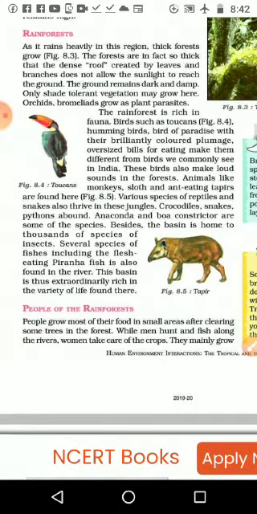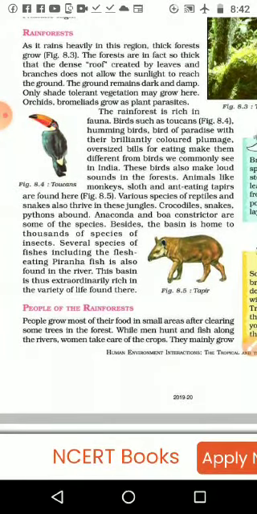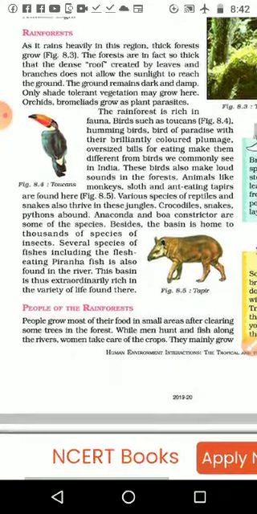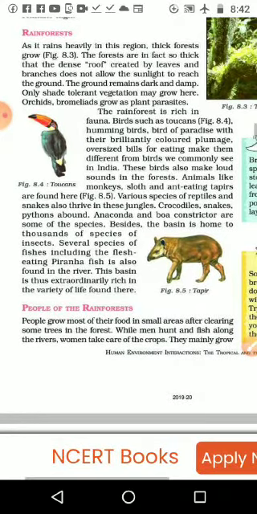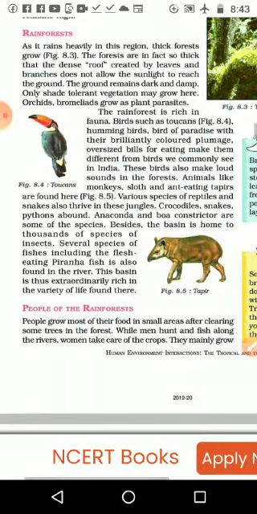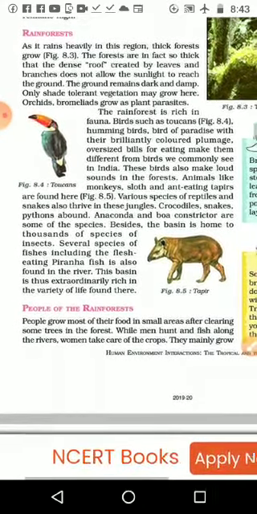Okay, so it is making a roof with the help of leaves and branches, and because of that the sunlight won't reach the ground. The ground remains dark and damp. Only shade-tolerant vegetation may grow here. Orchids, bromeliads grow as plant parasites. So if small plants want to grow there, they must adjust to this shade; only small plants like that can grow there.